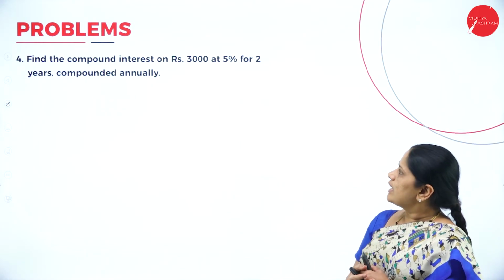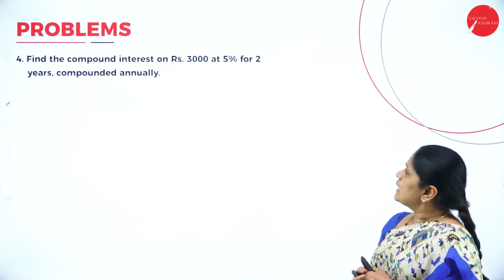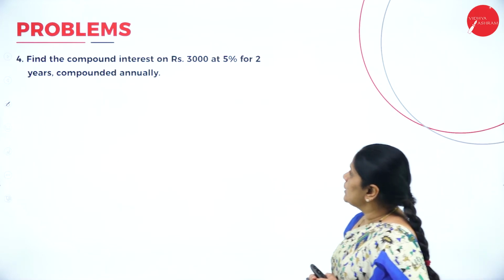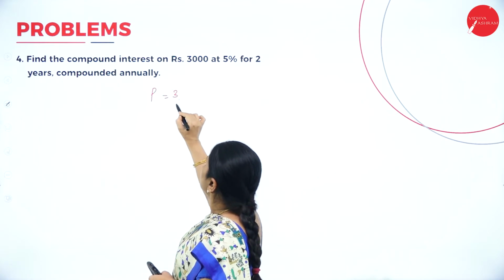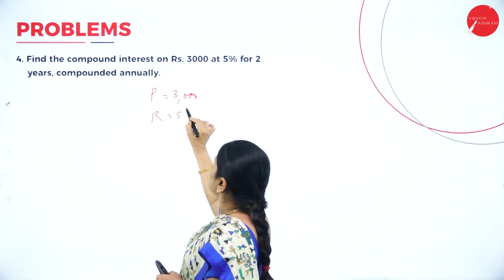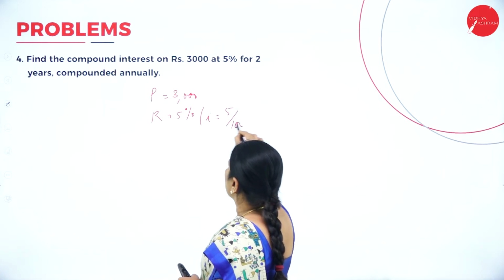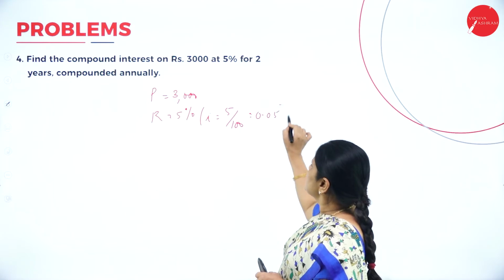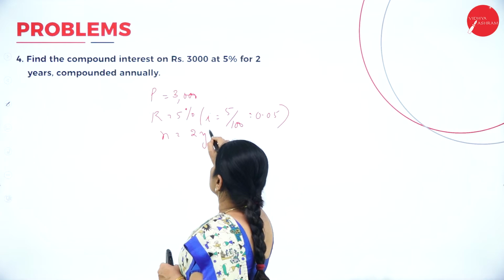Now, the next one, find the compound interest on rupees 3,000 at 5% for 2 years compounded annually. So, what is P here? P equals 3,000, then R equals 5%. Now, I should divide 5 by 100, so that will be equal to 0.05. Then n equals 2 years.